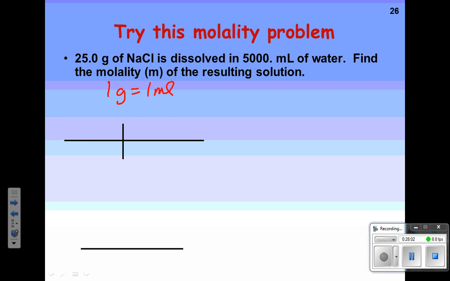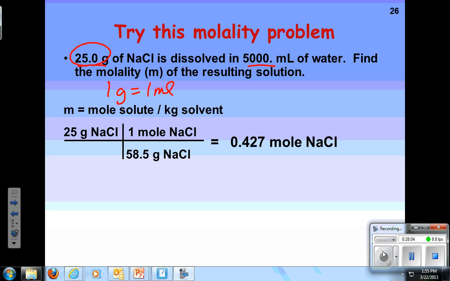So to find molality, I didn't divide this one. This one I don't divide. This one I divide by 1,000, because I want moles of sodium chloride and I want kilograms of the water. Remember, solute over solvent. So now I've got moles. What do I do now? Moles divided by kilograms.